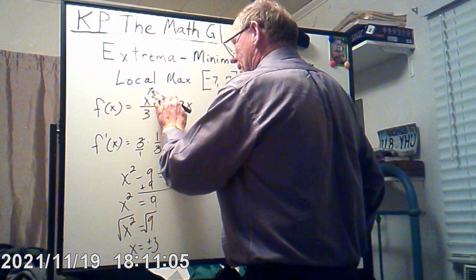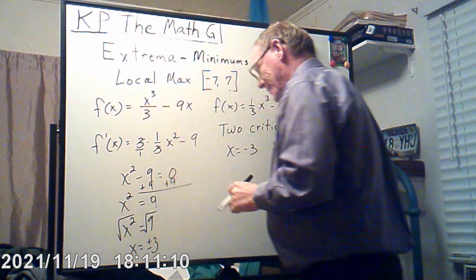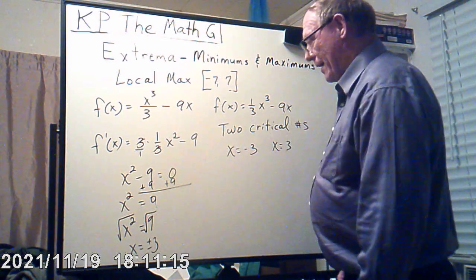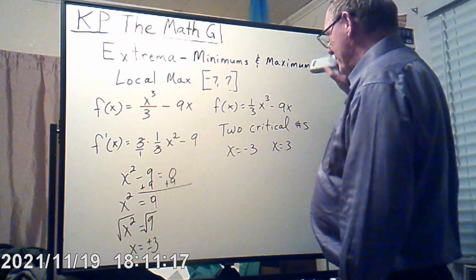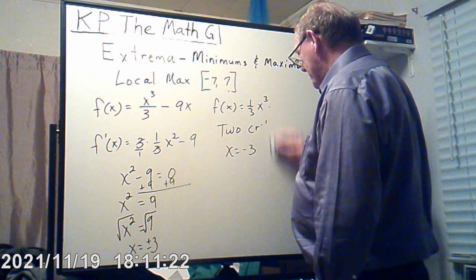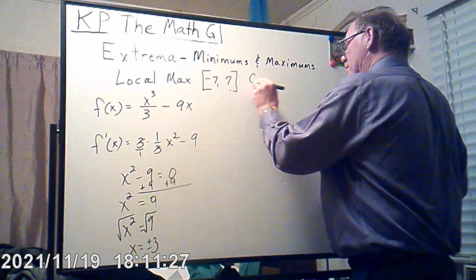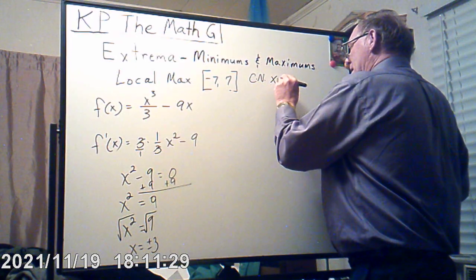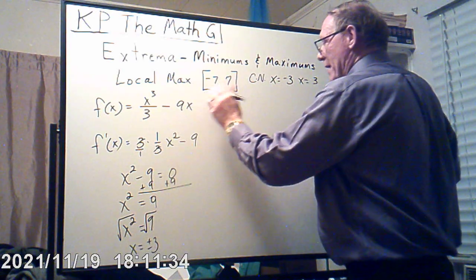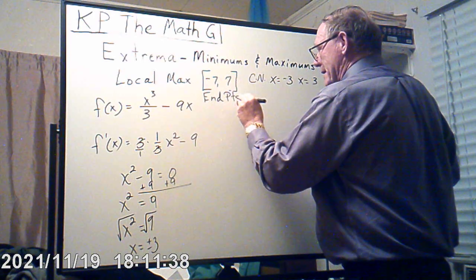Alright, this was the original problem. Okay, and here's what we got to do. It's a good thing that I did all the work ahead of time. I am going to take this problem. Alright, so here we go. Let's say also critical number Cn, x equals -3, x equals 3. We also have the endpoints.